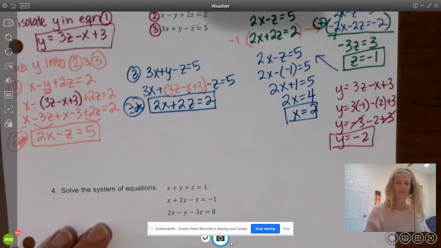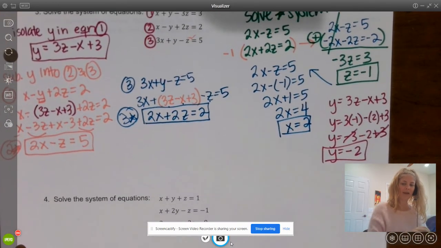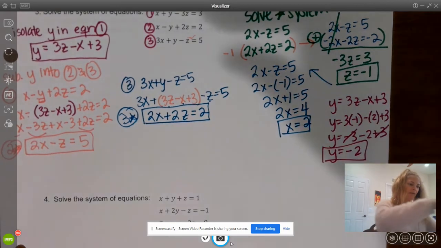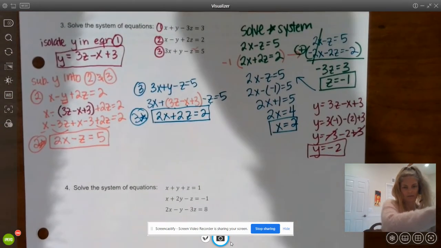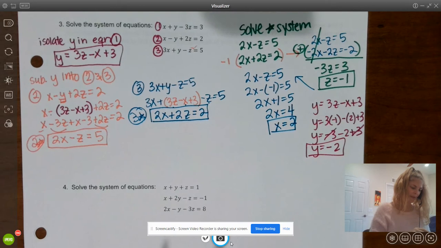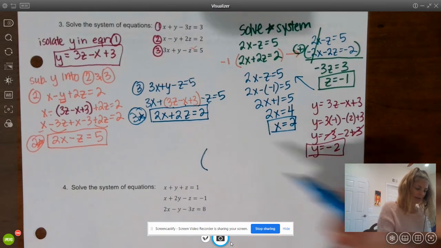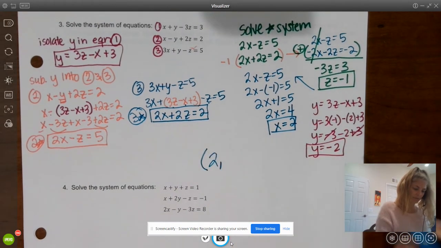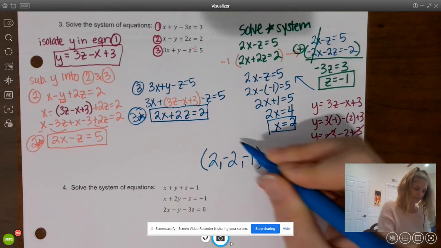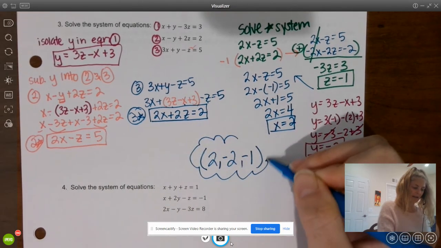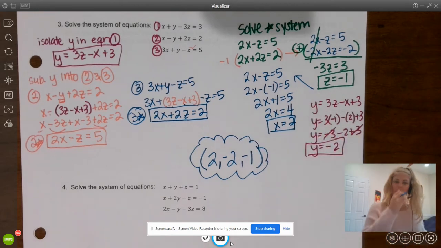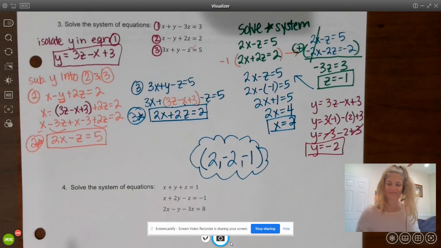Final step. Write your answer as an ordered pair and give it some flair. Zoom out there for you. Cool, so our final step, x, y, z, 2, -2, -1. And you can verify that into each original equation, and they will make a true statement.